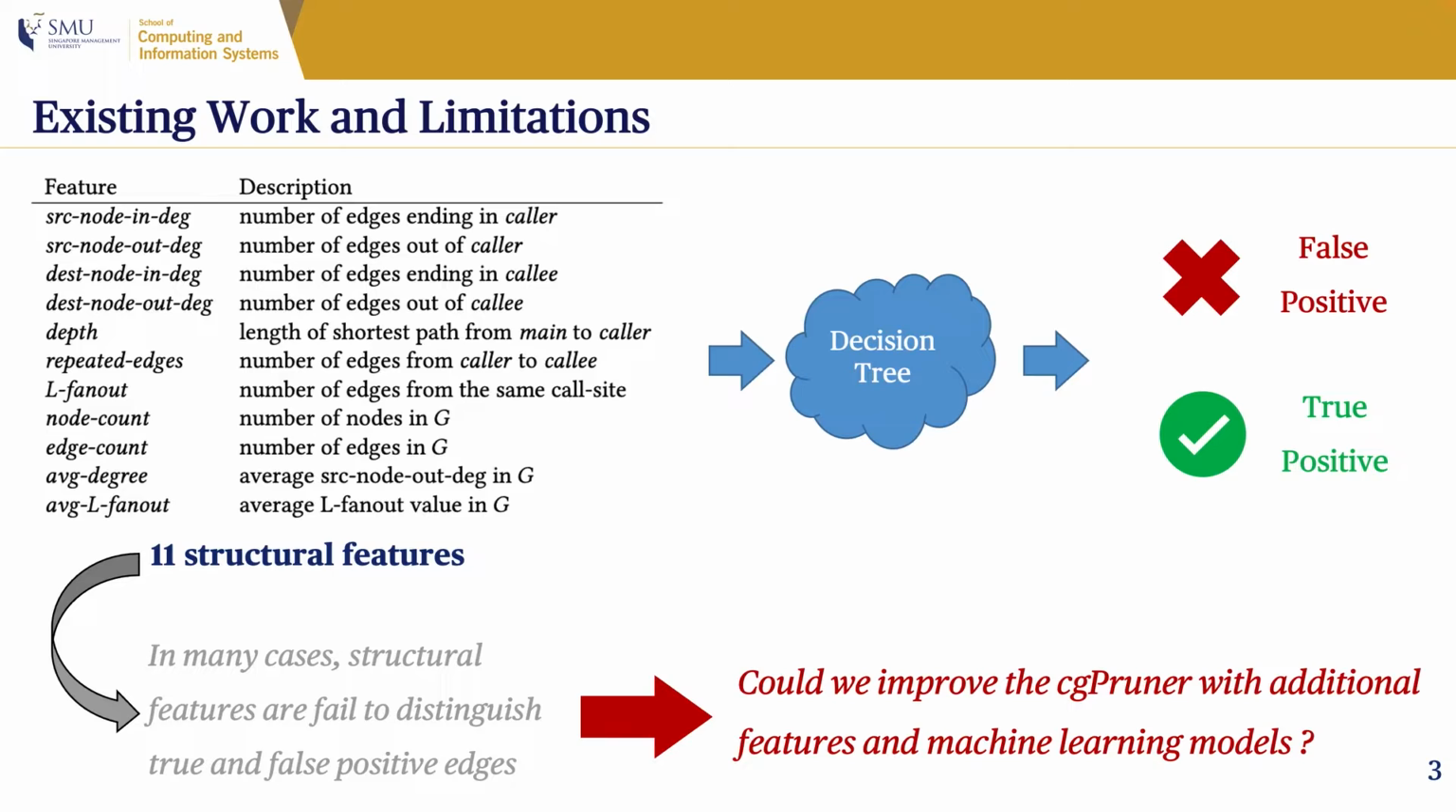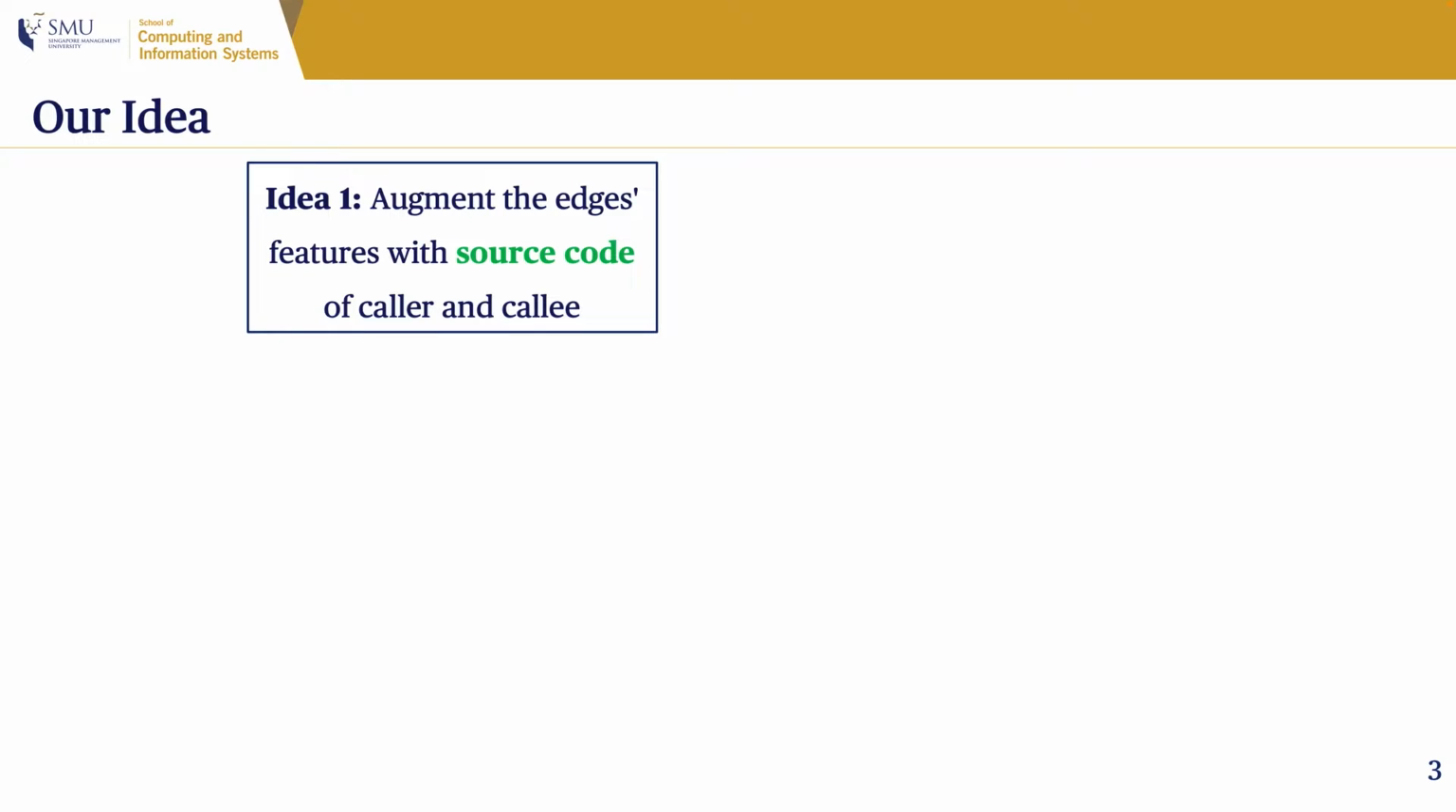Based on the observation, one question comes to our mind. Could we improve the ESEC approach with additional features to better distinguish between true and false positives in a call graph? Our solution is based on the principal idea that we can augment the edge features with the so-called semantic features of the caller and callee, which are much more informative. However, the challenge is how to extract the semantic features.